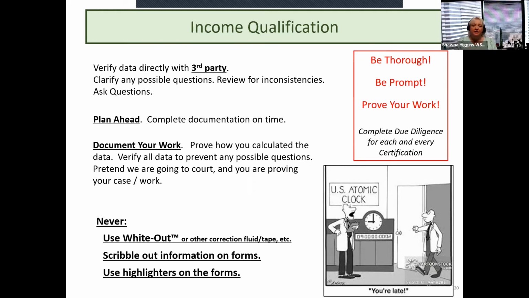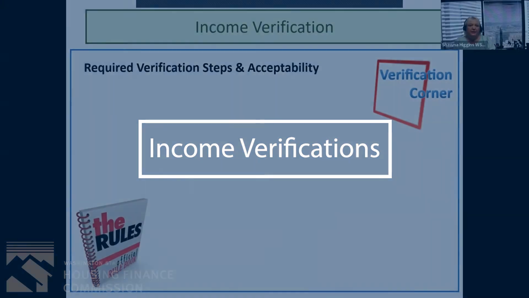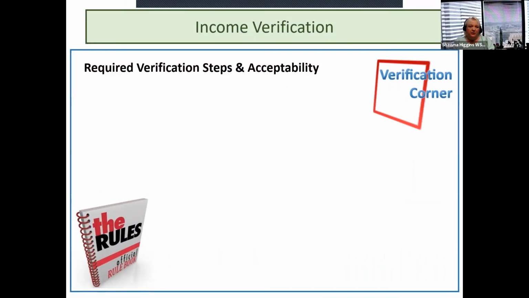Please don't use highlighters on the forms. I know some people are wanting to make it a little easier for us, but yellow copy's okay, but when you use like the green or the blue, a lot of times that just creates a gray area and we can't read what's underneath that.